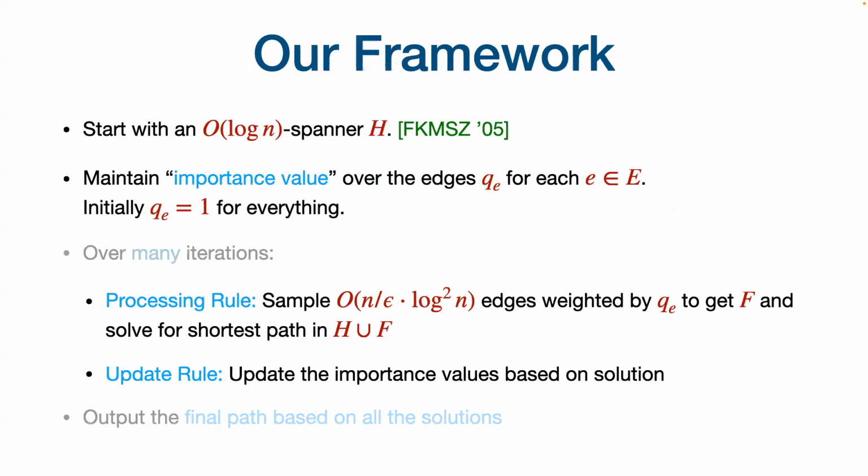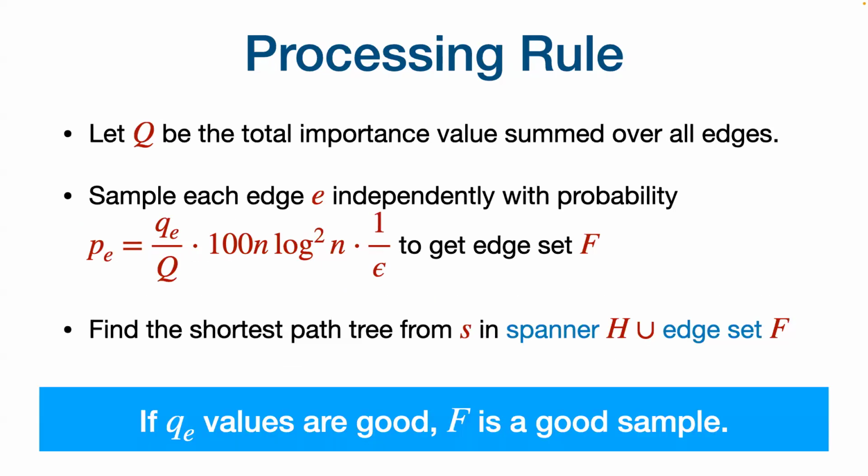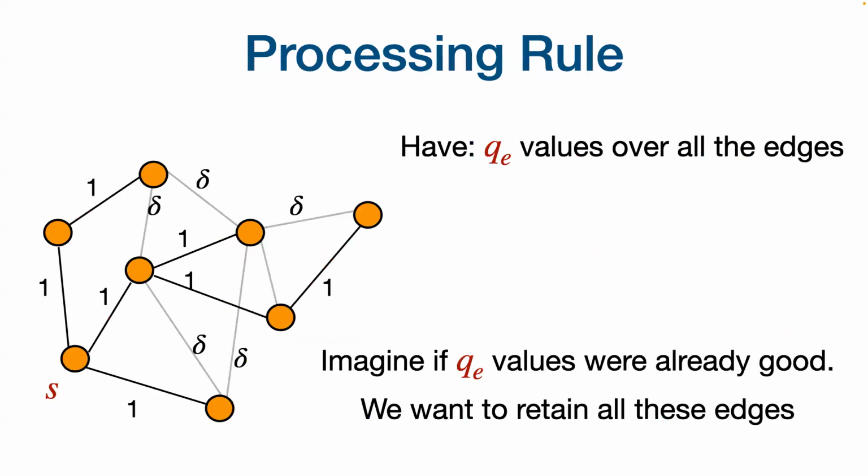Sorry, it makes sense. What do you mean by good there? There are many goods. Are you improving the log n spanner? We're not improving the log n spanner. I mean good in the sense that the values were accurate and reflecting the importance that the tree edges would have. So let's look at this example. In this example, the QE values were large only for some good tree edges. And if they were good, you want to keep these edges.